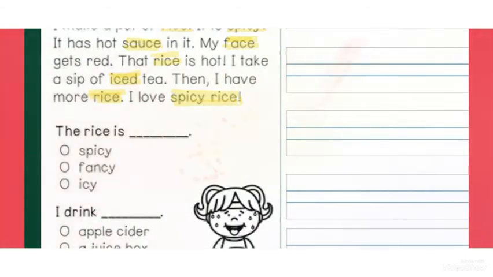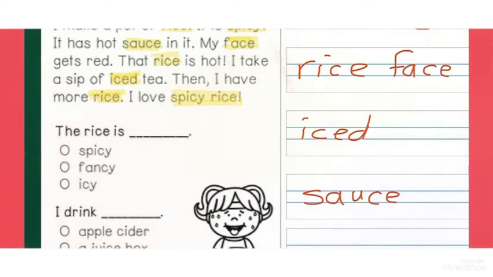It's rice. First spicy. Here, S, S, S. Spicy. And we have rice. And we have face. And we have iced. And we have what else? Spicy rice again and sauce. So here we have spicy, rice, face, iced, sauce. All these words having what? Having soft C. The letter C that sounds S, spicy.